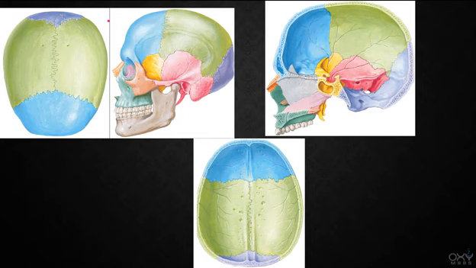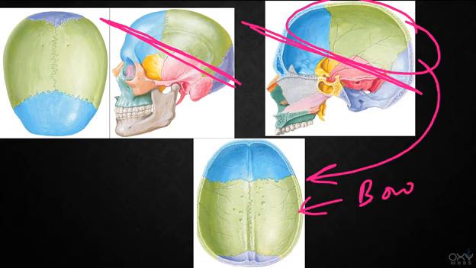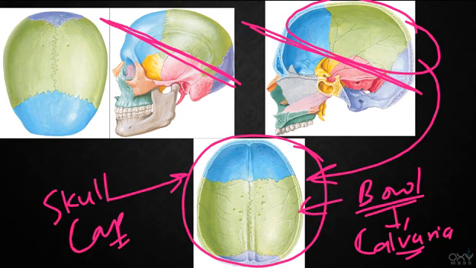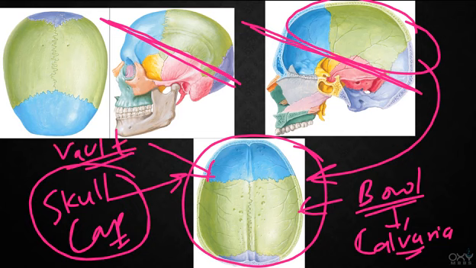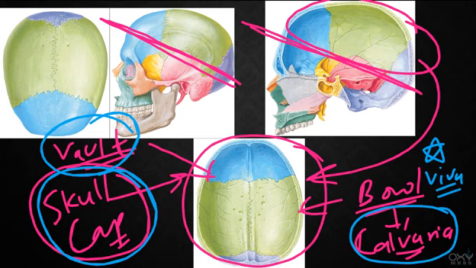And if I take a section like this, then this upper part of the skull looks like a bowl. That is why it is called calvaria. And as this forms the cap of the skull, that is why it is called skull cap. And sometimes this skull cap is used as vault. Now friends, remember one thing, that vault, skull cap and calvaria are very important from the Viva exam point of view. And now I am sure you know what is vault, skull cap and calvaria.